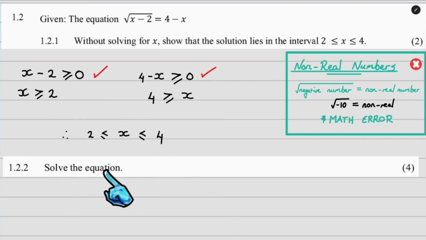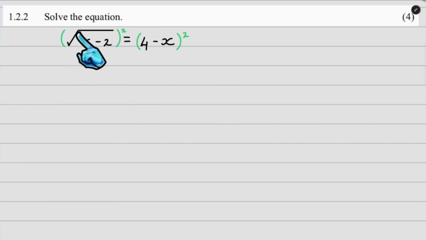Next up, we've been asked to solve the equation. So I'm going to grab the equation quickly. And then I want to make sure the root is on its own. There's no plus 3 or minus 3 in front of it. So it is on its own. So that means I'm going to square both sides. When I square this side, the square gets rid of the root. That's actually why we square both sides, to get rid of this root.